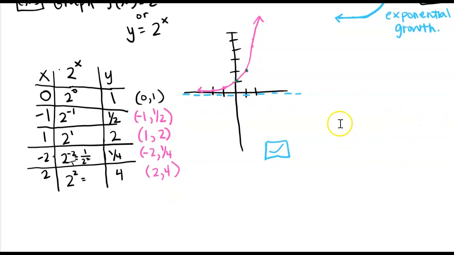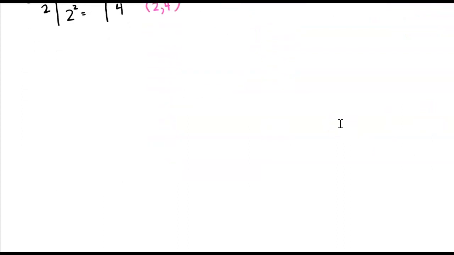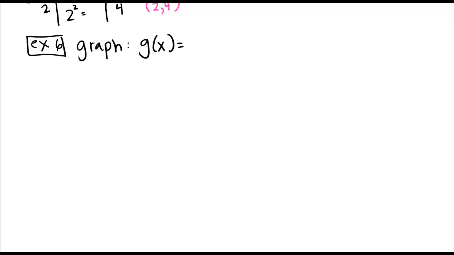So that's how we graph these exponential functions. And so let's graph another one. This one I want to graph is g of x equals 1/2 all raised to the x power. So the whole thing is being raised to the x power. So again, I'm going to make my table of values, and I need to pick my x's and figure out what my y's are going to be.